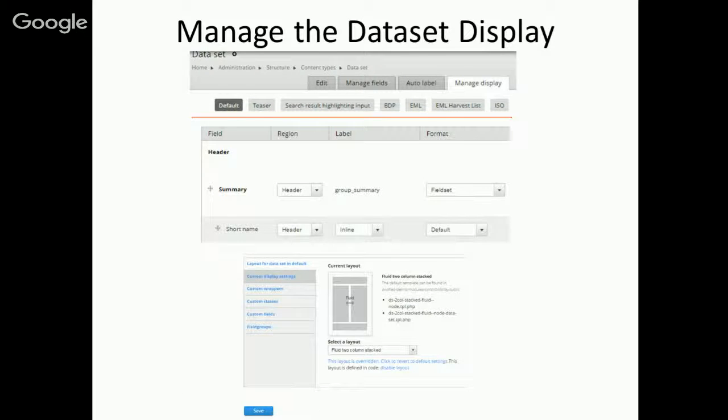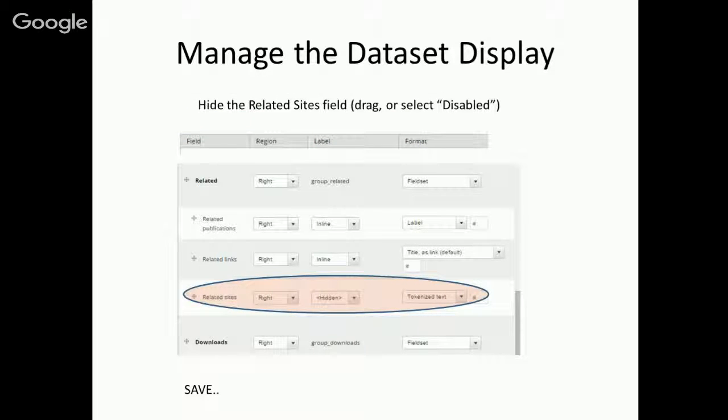Now, what we are going to do is go to the related group, and in the related group we have the related sites that just displayed a list of the locations associated with this data set, and I'm going to remove it. And I can do this in 2 different ways. I can grab the little cross here and drag it all the way to the disabled area, or I can, in the pull down of the region, the second column, where it says right, select disable, and after that, save.